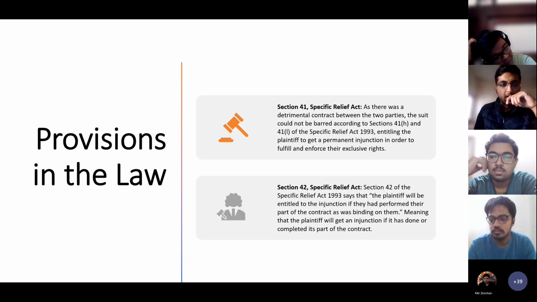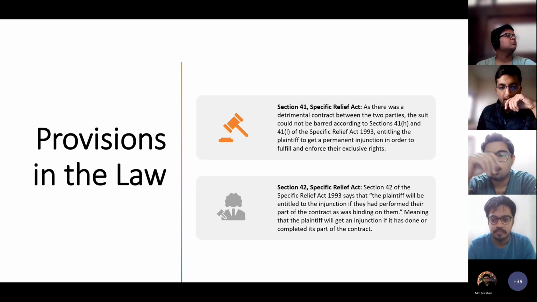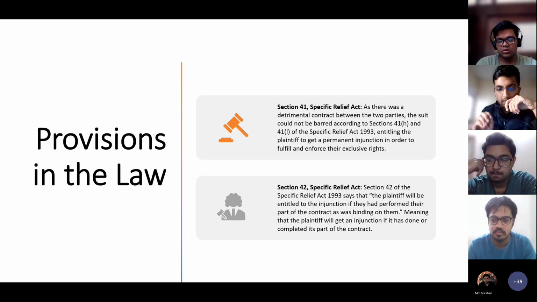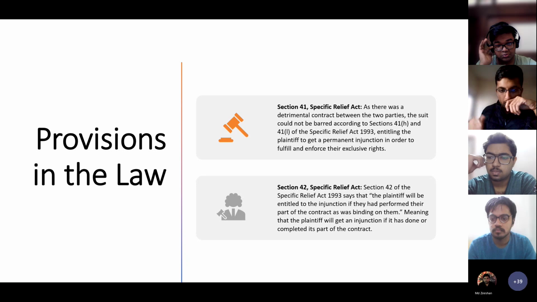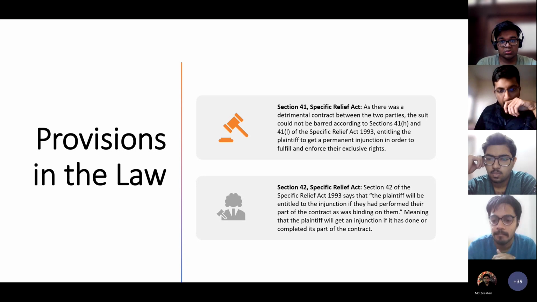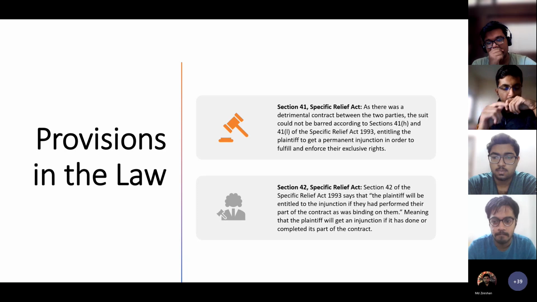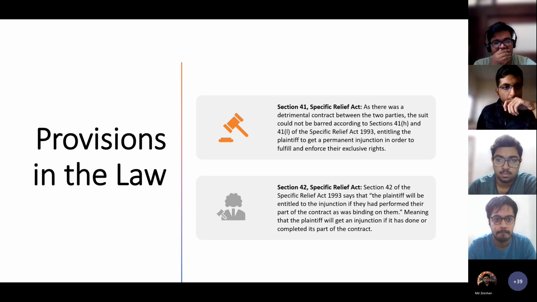The second one was Section 42 of the Specific Relief Act. It states that in courts, the plaintiff will be entitled to the injunction if they had performed their part of the contract as was binding on them. This meant that the plaintiff, the Coca-Cola company, will get an injunction if it has done or completed any part of the contract. From now on, Shashwat will continue.